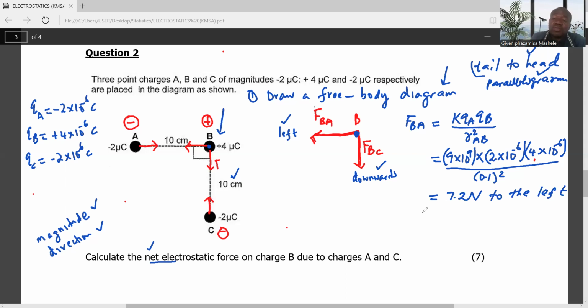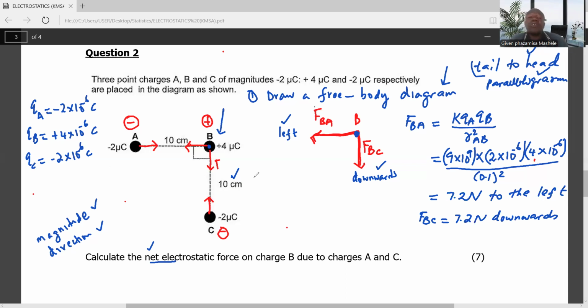Obviously, there is no need for us to calculate this because they will have the same magnitude. So this will still be 7.2 Newton, but this will be downwards. I believe you understand why, because the charges are the same. If you substitute charge B with 4 and 2, it will still give us the same answer, with the same distance. So it's just a waste of time to calculate that.